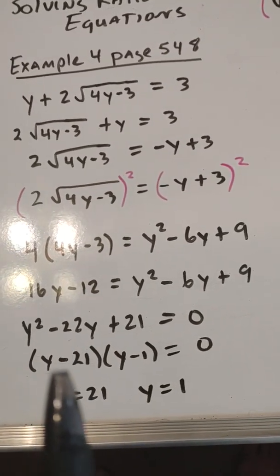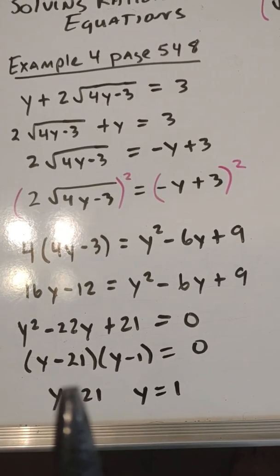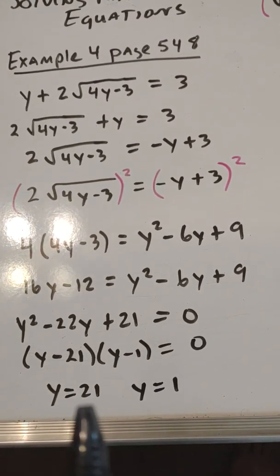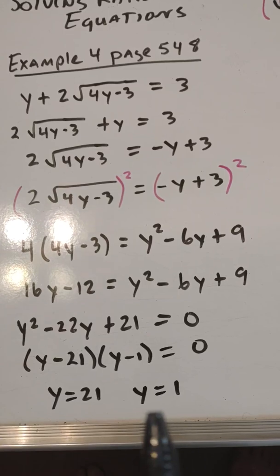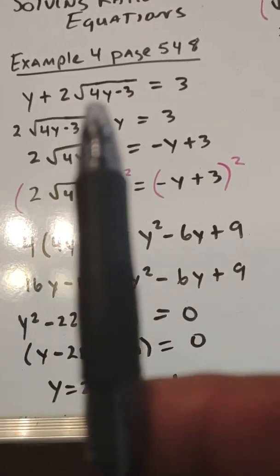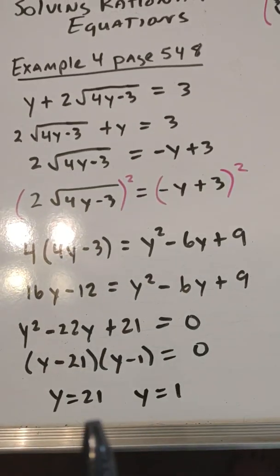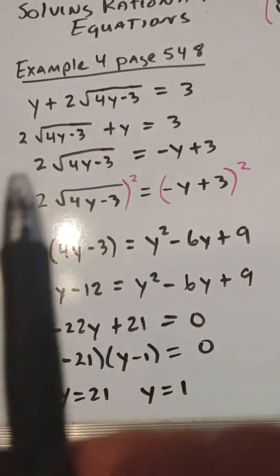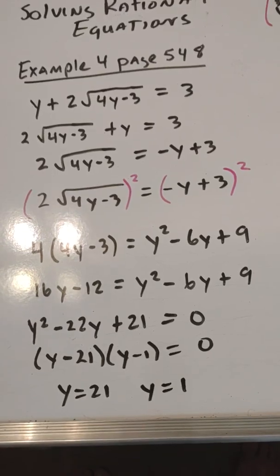This factors into y minus 21 times y minus 1, which gives us an answer of y equals 21, y equals 1. You should always go back and put these in. You put the 1 in and check it to make sure it works. You put the 21 in and make sure it works too. Okay?